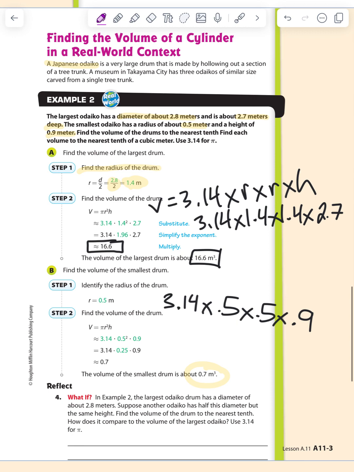All right, so in summary today, guys, we learned volume, and we learned that volume is really just the area of the base times the height. So we use our area formula, 3.14 times r squared, and we just multiply by h. That will get us the volume of a cylinder.